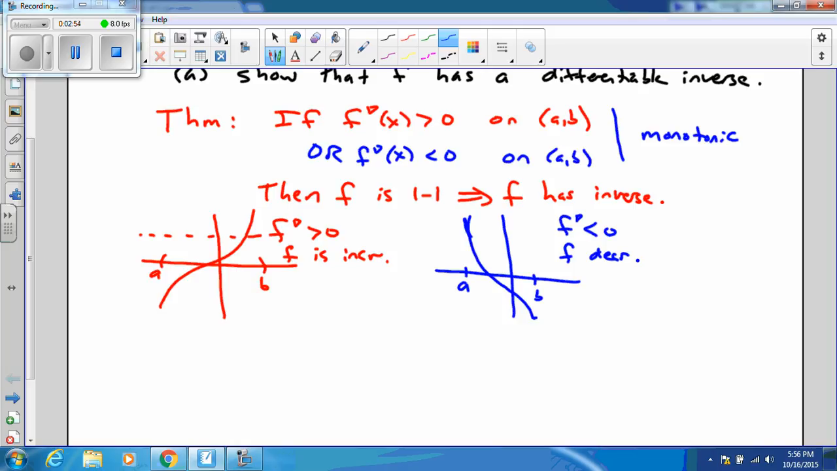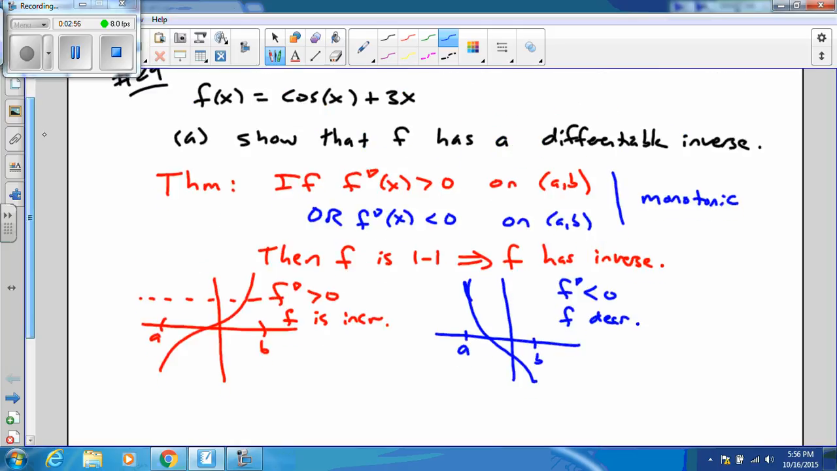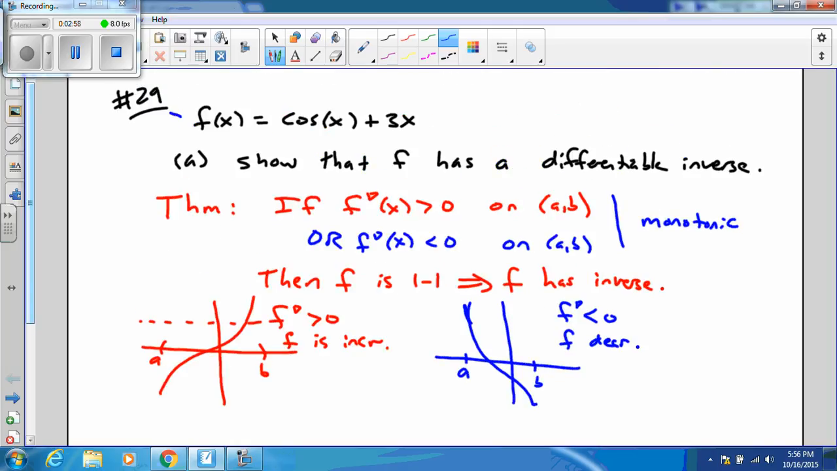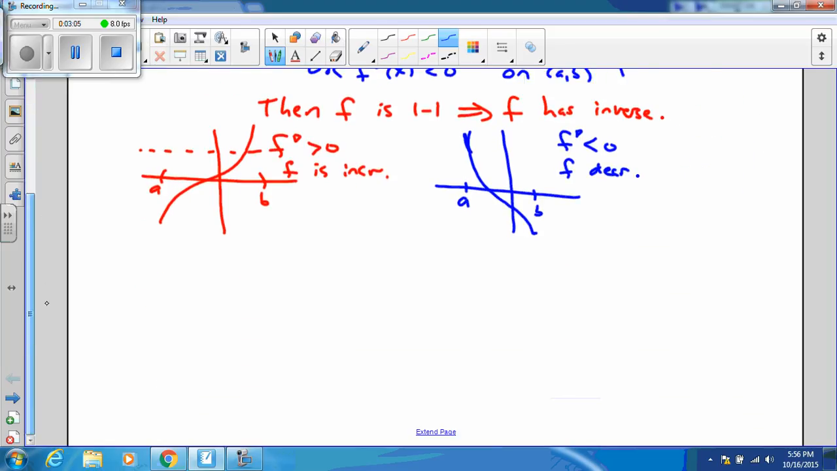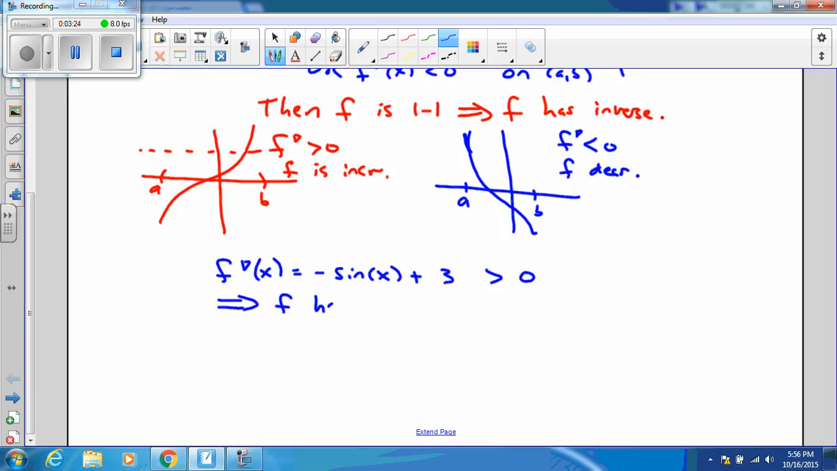And the theorem is delightfully easy to use. If we go back to our original function, to show that it has an inverse, we need only to look at the sign of the derivative. And f prime of x is equal to negative sine of x plus 3. And because sine x is trapped between negative 1 and 1, this derivative is always positive. And from that, I can immediately conclude that f has an inverse.